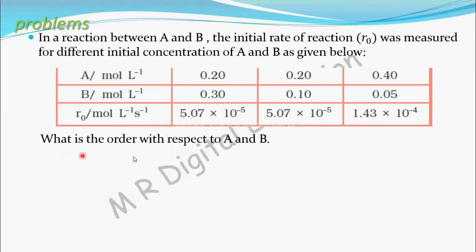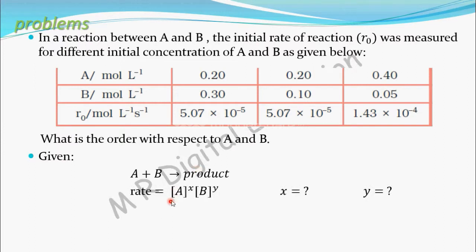What is the order with respect to A and B? He is asking order with respect to A and B. What is given? A reaction between A and B. Let's suppose take that as A plus B gives product. For this general reaction, how can you write rate law? Rate equals concentration of reactant A to the power X into concentration of reactant B to the power Y. Here X is order with respect to A and Y is order with respect to B.